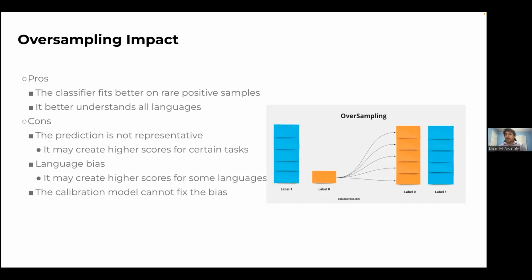And it will create some language bias. Some languages generate higher scores, some languages lower scores. And the one we mostly care about is that the calibration model cannot fix this bias. There are some techniques that use weights to debias this oversampling, but I will show that those techniques are not enough to debias that.